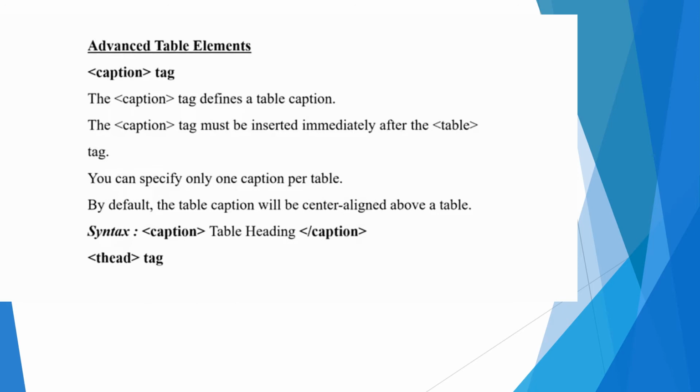We already discussed why we are using the caption tag: for displaying a heading for the table, meaning what the table indicates, what the table data displays, or what the table contains. By default this heading will display at the center, and we have to use this tag immediately after the table tag, and we can specify only one caption per table.